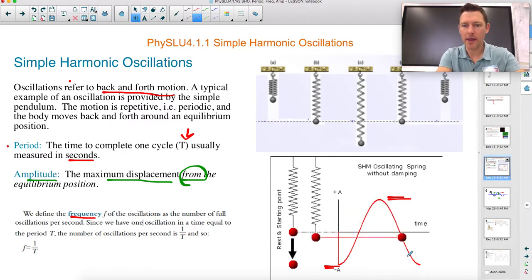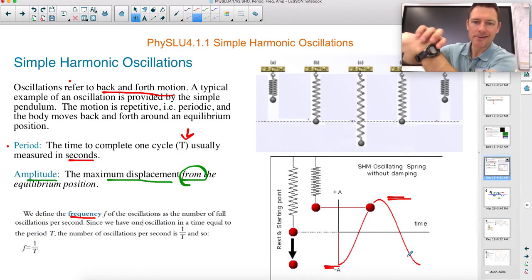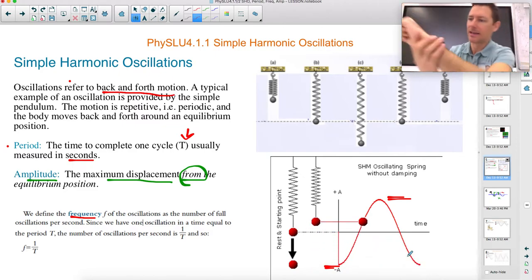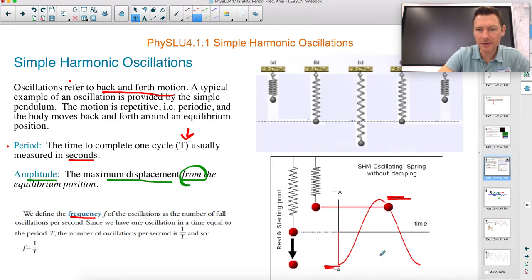So let's try to measure it. All right. Going, and done. Like 6 seconds, right? So this has a period of 6 seconds.